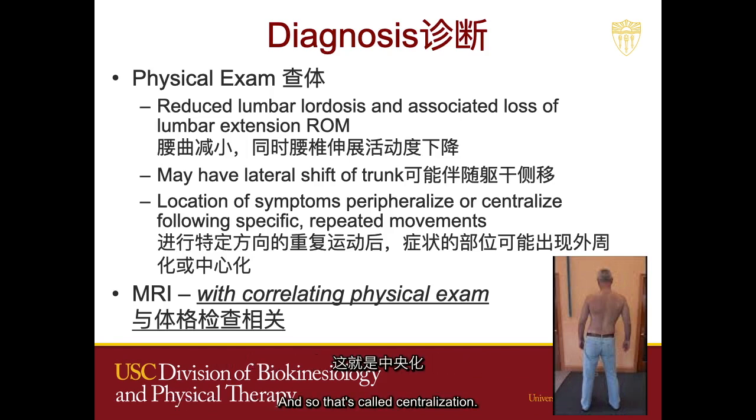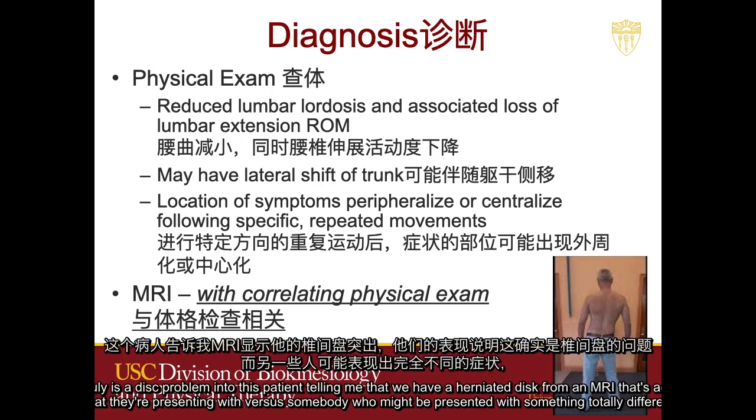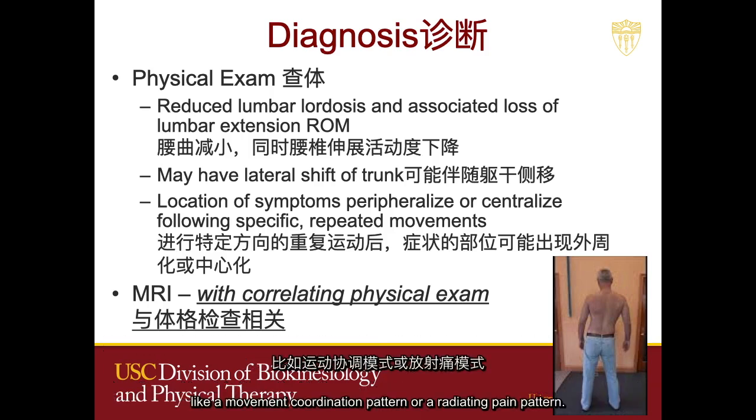And that's called centralization, and that's something that we can use to test whether or not this is a disc problem. And again, we're not going to go into a lot of detail about that, but this is a way for us as therapists to be able to say, okay, this truly is a disc problem. And so this patient telling me that they have a herniated disc from an MRI, that's actually what they're presenting with, versus somebody who might be presenting with something totally different, like a movement coordination pattern or a radiating pain pattern.